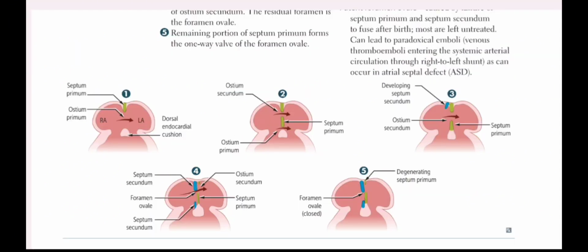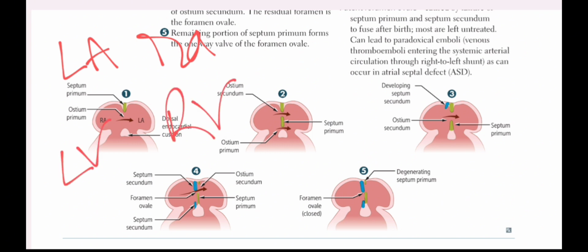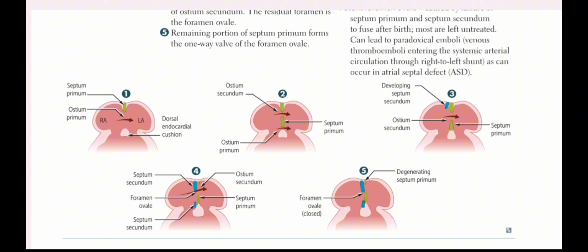So we know that the heart is divided into four chambers. The upper two chambers are called the atria, the left atrium and the right atrium, and the lower two chambers are called the ventricles, the left ventricle and the right ventricle. So coming to the atria, the right atrium and the left atrium are separated through a hole. That hole is known as the ostium primum. And in order to close that hole, there is development of a septum. That septum is known as the septum primum.